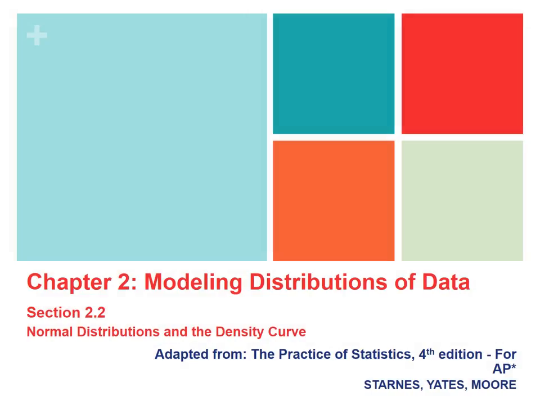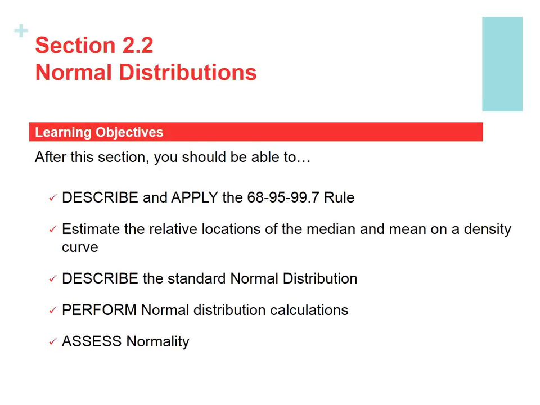Okay, so welcome to Chapter 2, Section 2.2. In the last section, we briefly talked about the density curve. In this section, we're going to be taking a look at how the normal distribution is related to the density curve. So by the end of this section, you will be able to describe and apply the 68, 95, and 99.7 rule.